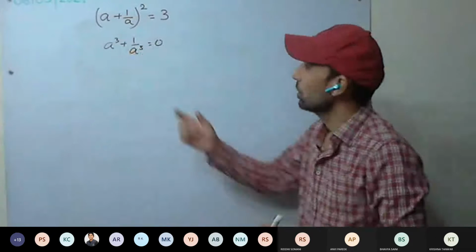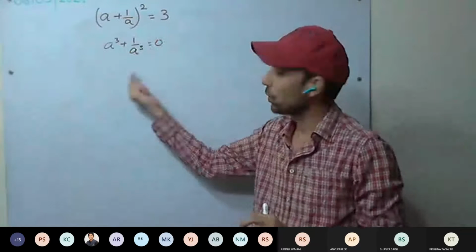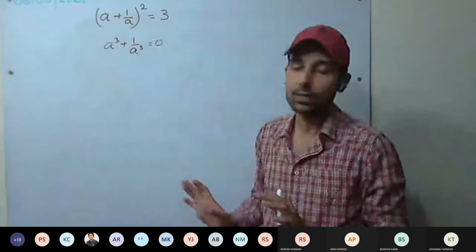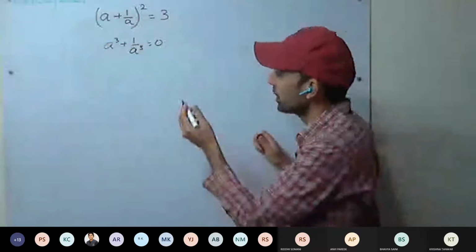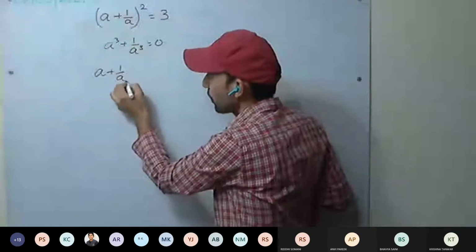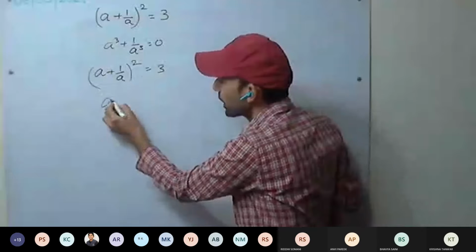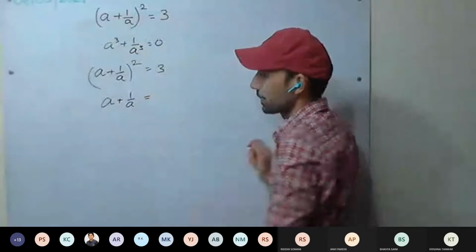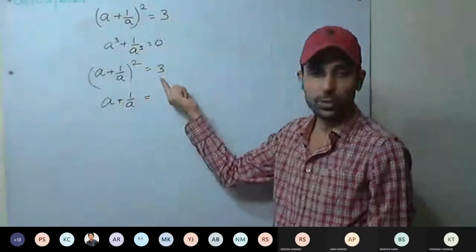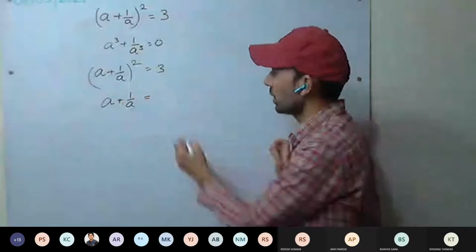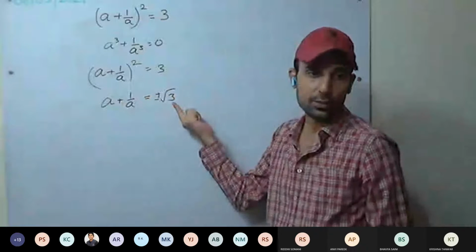So we all know the identity to be used: a plus 1 upon a, the whole cube. That is the identity we can use. Here it is given a plus 1 upon a, the whole square, but what we need is a plus 1 upon a, its value. How can we get it? Taking square root, we get a plus 1 upon a equal to plus minus root 3.